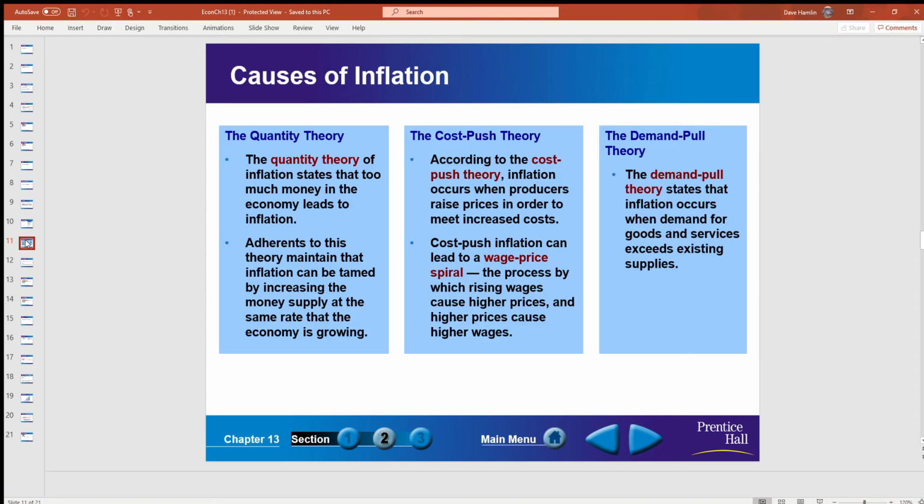There are three different causes of inflation. This is very important. You're going to want to write this down. Quantity theory basically states that there's too much money in the economy. What will happen is the government might lower the interest rate, the Fed could lower it, allowing people to be able to borrow more money.